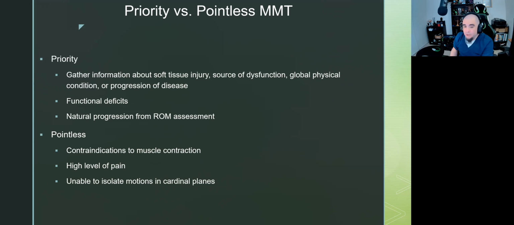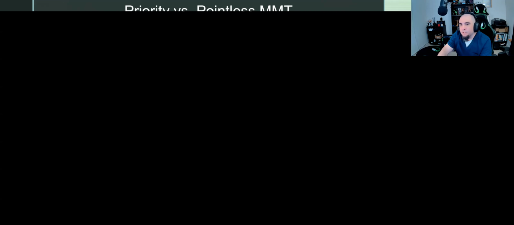It's pointless to get manual muscle testing when there's a contraindication of a muscle contraction. They're in high levels of pain, or you're unable to isolate motions in cardinal planes. They're unable to do specific one type motion, one arc motions. It's pointless to get at that point because we have no measurement.